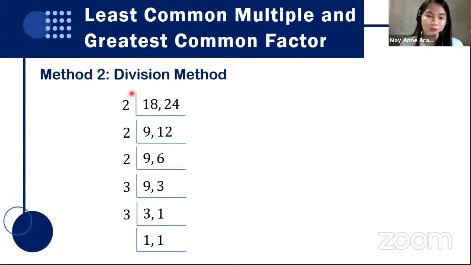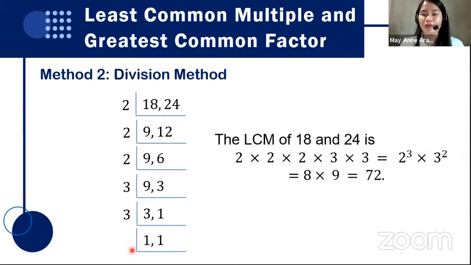No? And then yung mga numbers na nandito, yun yung magiging product ng numbers dito, it will be the LCM, the least common multiple. So you have 2 times 2 times 2 times 3 times 3, 2 cubed times 3 squared. So the same answer. That's a prime factorization method. So you can choose any method, the prime or the division method, kung alin yung mas convenient para sa inyo.